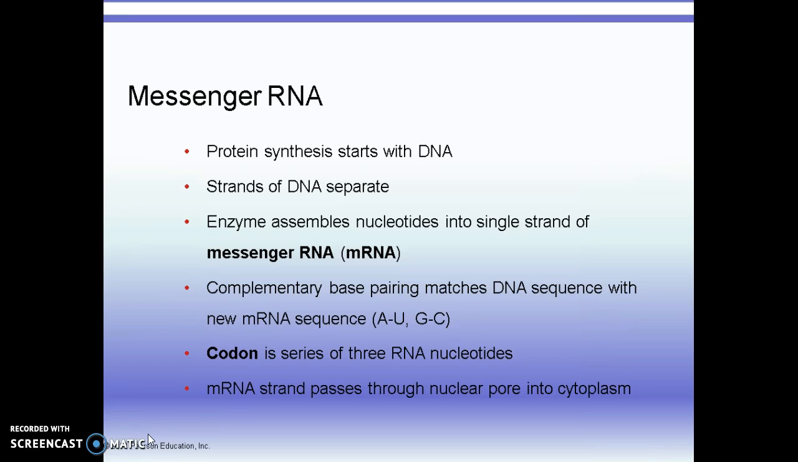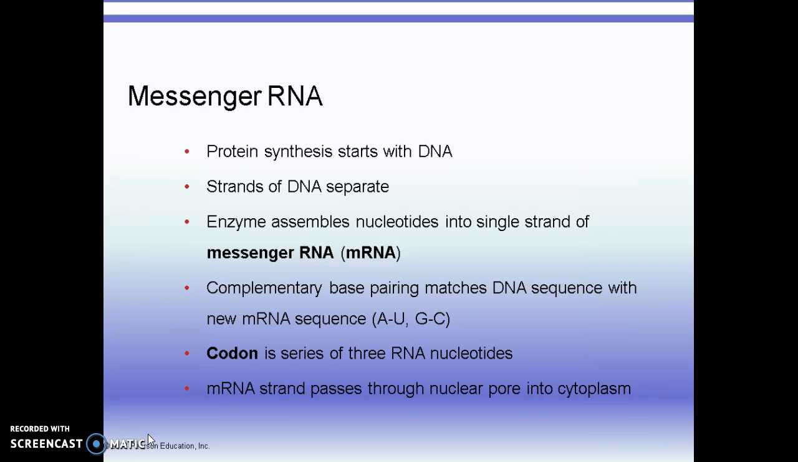So the DNA separates. Those hydrogen bonds holding the 2 chains together break, and the DNA strands separate, and a small segment of the DNA, one strand, is copied into messenger RNA. Messenger RNA looks quite like DNA, but it's a single strand, and it contains uracil instead of thymine.